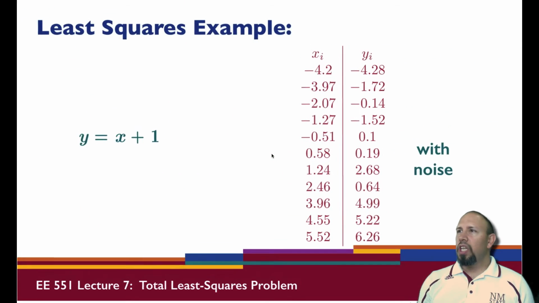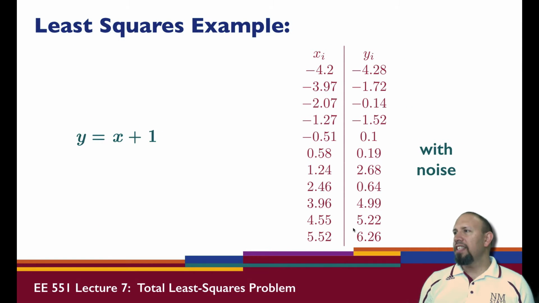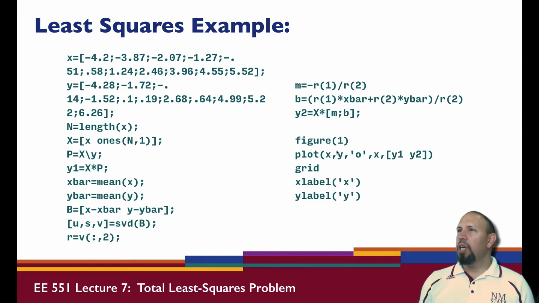The next example is a least squares example. Here I have this data. Again, it's noisy both in X and in Y. This data was generated from this equation where we added noise to both X and Y. In terms of computing the least squares solution, I use this MATLAB code. Here I enter the X and Y, I go through and I do this. This gives us the ordinary least squares solution. And then I can see how that curve fit is here.